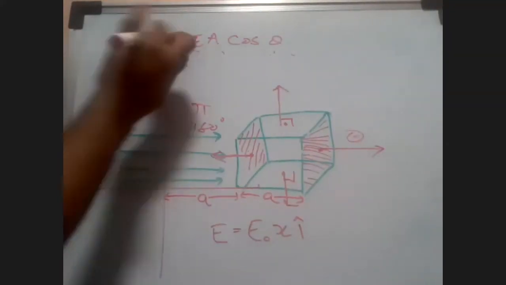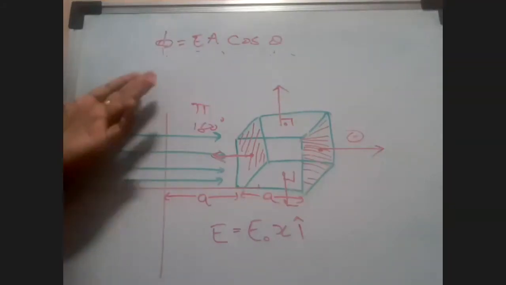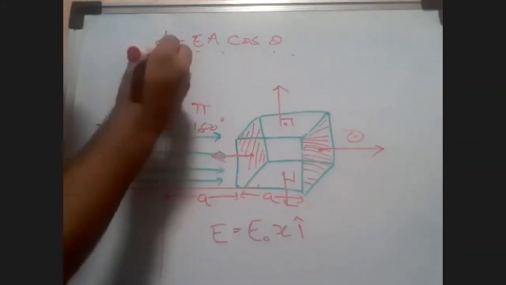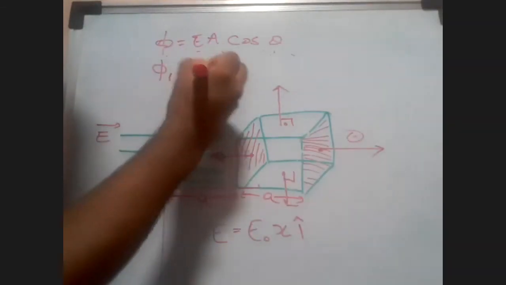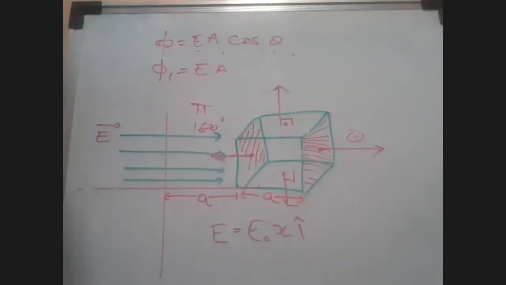See, look here. We know that phi is equal to EA cos theta. What is going to be phi 1, the flux through surface 1? It's going to be EA, and E is E naught x. Look here. Always remember one thing: when you're given the electric field as E naught x, it means x is a variable. Always remember, x is variable. So that means the electric field is variable. Okay, don't forget.